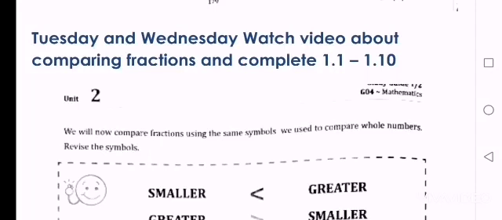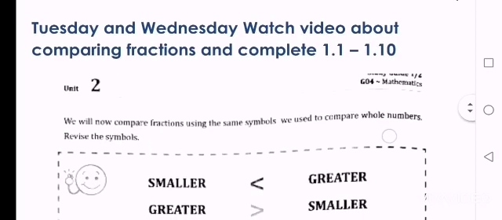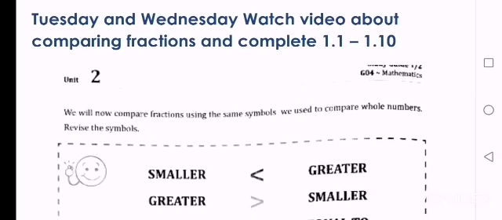Remember to also go and complete your Train Your Brain, number 21 to 40 for today. Okay, of page 20. So I'm going to send mommy a video about fractions, and then I want you to complete 1.1 to 1.10. So for Tuesday, you can maybe do 1.1 to 1.5, and then Wednesday 1.6 to 1.10.